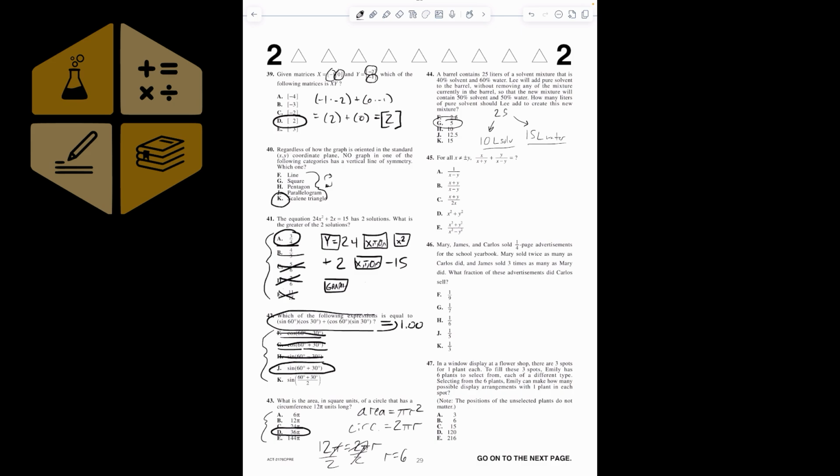And I don't know if I've gone through a picking numbers problem yet in numbers 1 through 40. I probably did. I just can't quite remember. But this says for all x that does not equal positive or negative y, for every single option.